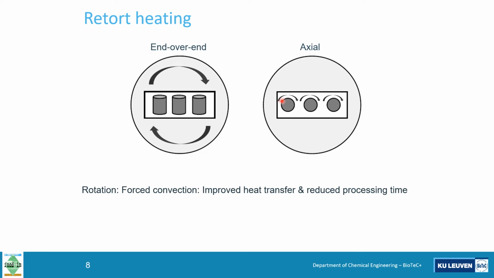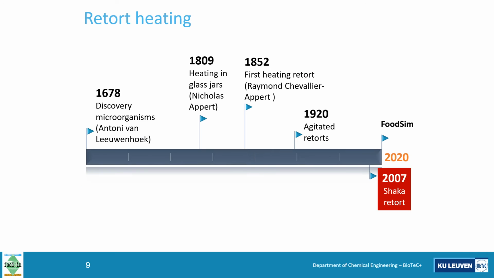And here the most typical way to do this is just rolling the cans inside the retort while the food is heated. Then what happened only a bit more than 10 years ago, they invented something new, which is the Shaka retort.